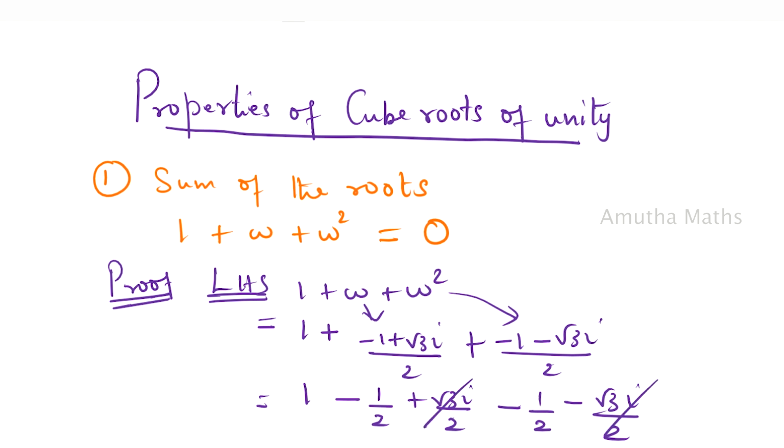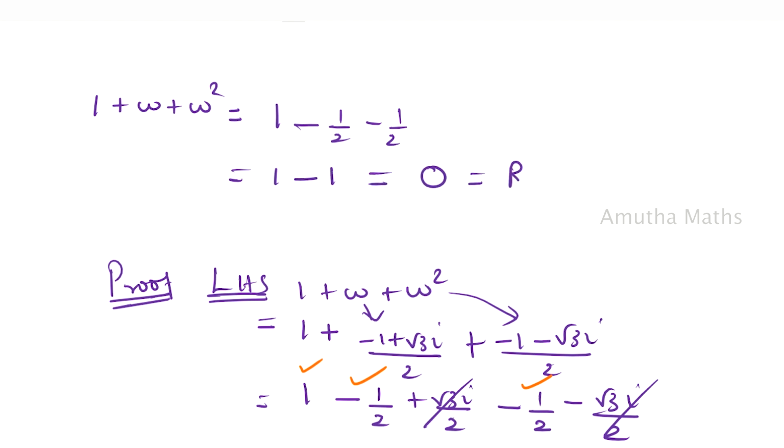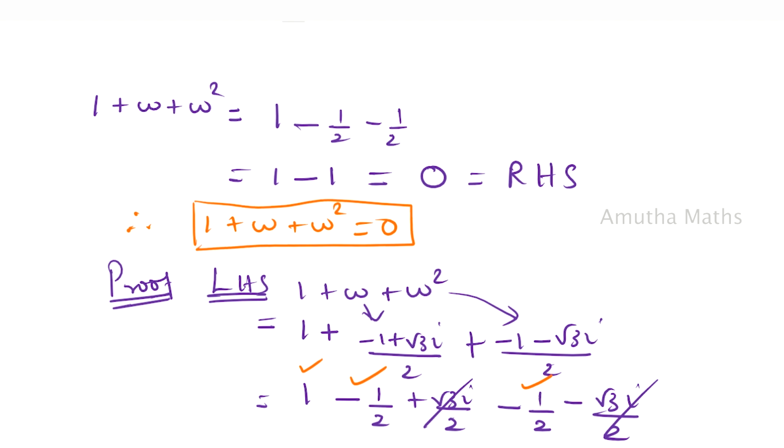So what will you get? So left side என்ன இருக்கு? 1 plus omega plus omega square is equal to 1. What will you get? 1 minus half minus half. So I get 1 minus 1, that is equal to 0. So that is equal to RHS. Okay, therefore 1 plus omega plus omega square is equal to 0. So the sum of the cube roots of unity is equal to 0.